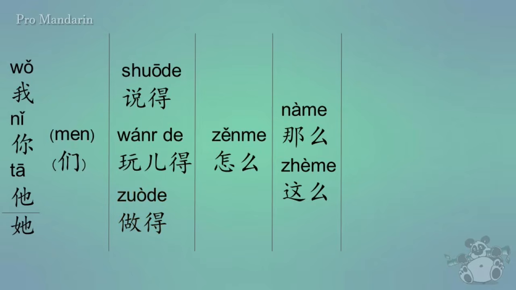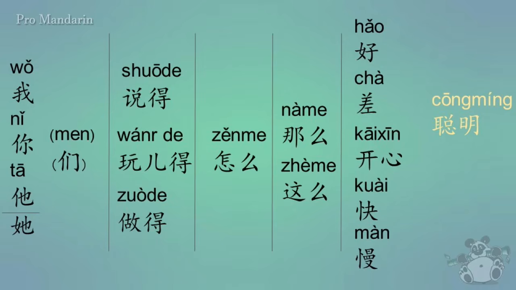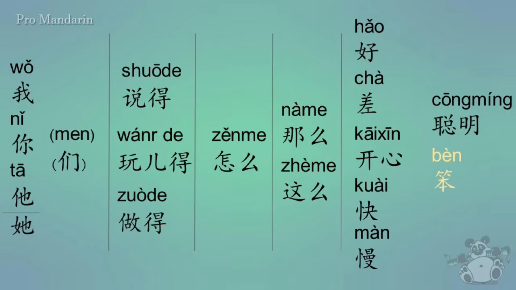Now in the last column, we're going to have quite a few pieces of vocabulary here. So first we got 好, which means good or well. And then we got 差, which in this case it's saying basically the opposite, not good or bad or poorly, or something along those lines. And then we got 开心, which means happy. And then we got 快, which means fast. And then we have 慢, which means slow. And then we got two more. We got 聪明, which means smart. And then 笨, which means stupid. So these are going to describe the way that we did these things.